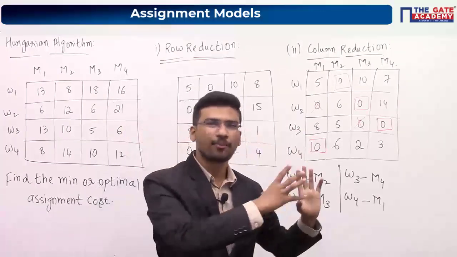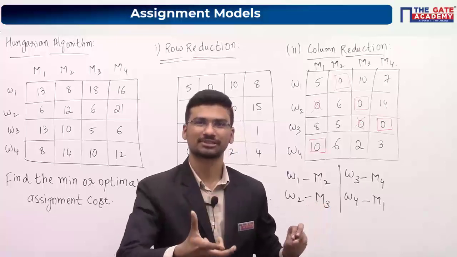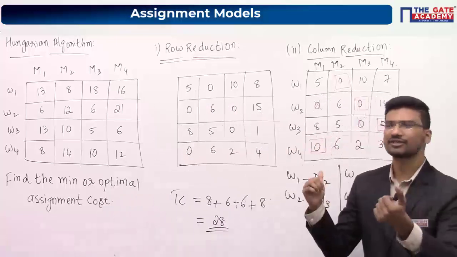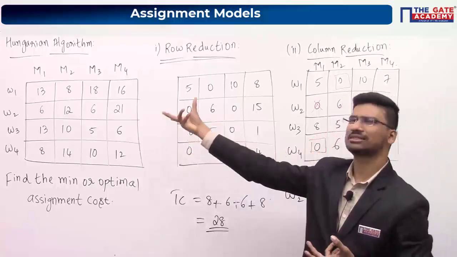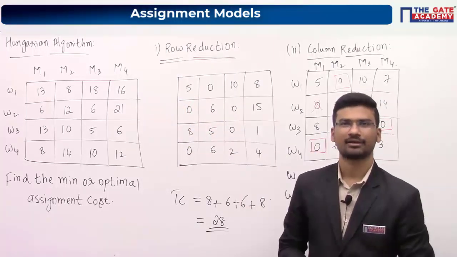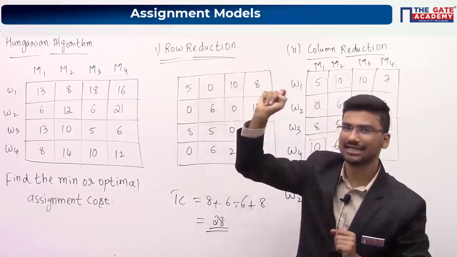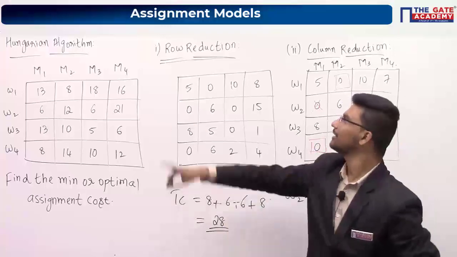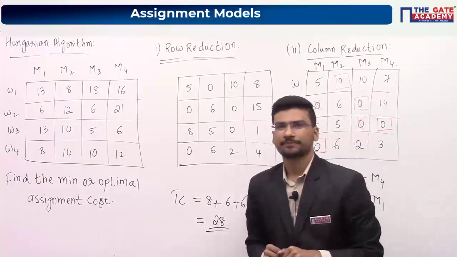Fine. So write down some points for this. Then I will add some more points also, concepts. Copy this first. I hope you have copied. So keep writing the steps for this Hungarian algorithm. First step is your row reduction. Keep writing. Step number 1, row reduction.